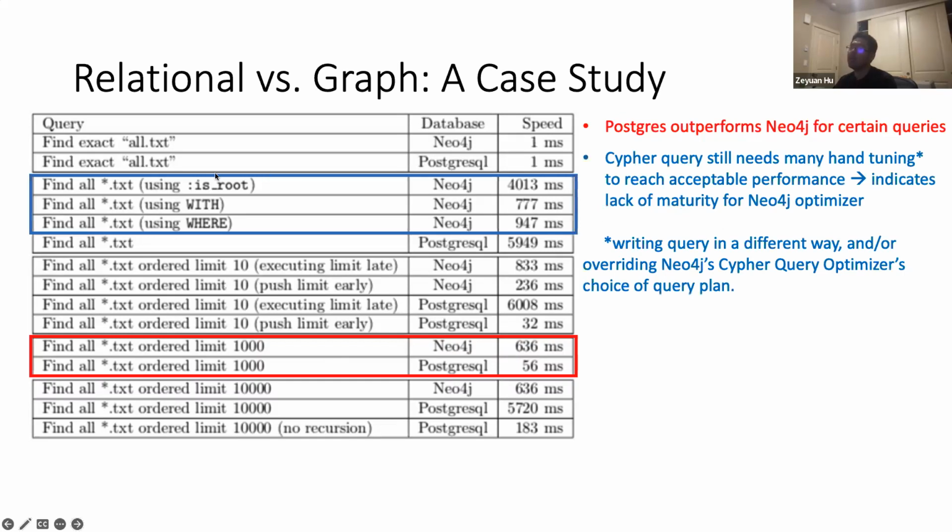The second point is that Cypher queries still need a lot of hand tuning to reach acceptable performance. As you can see here, we can implement the same query using different Cypher syntax, and it will give you very different performance. For instance, it can range from around 700 milliseconds all the way to 4,000 milliseconds.